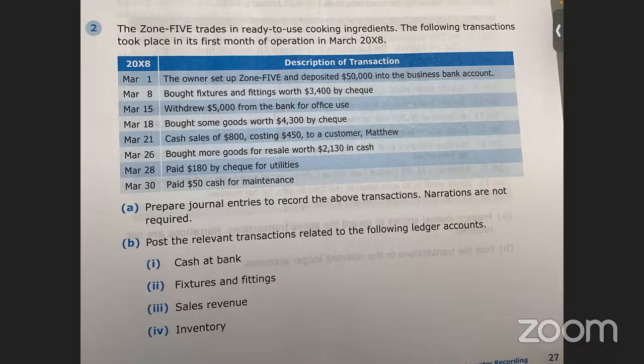Okay. So if you understand March 18, then March 8 you should understand. They're very similar. Now look at March 1 for a while. That is where you see the cash is debit. That means cash increases, not decreases. On March 1, the owner sets up and deposits 50,000. So the business cash at bank increased by 50,000 instead of decreasing. I hope that makes sense.